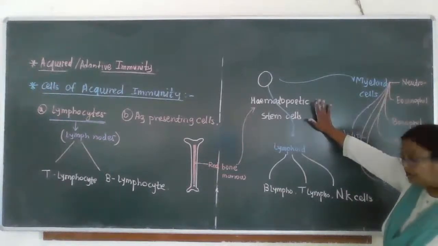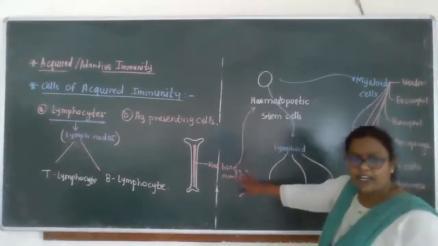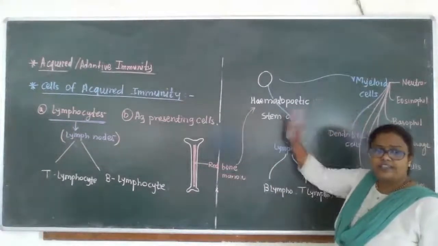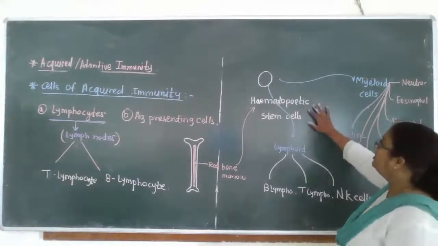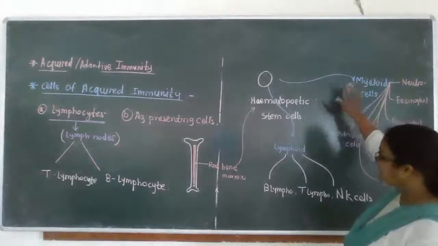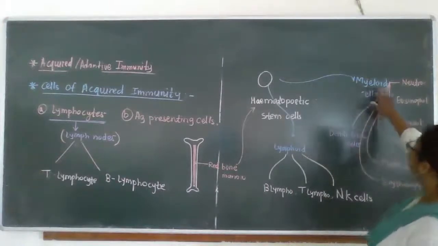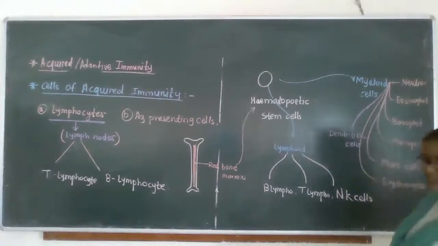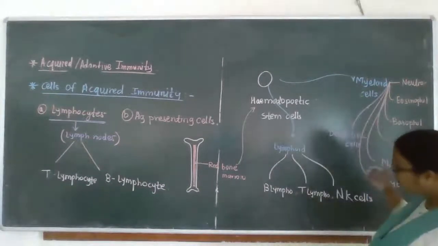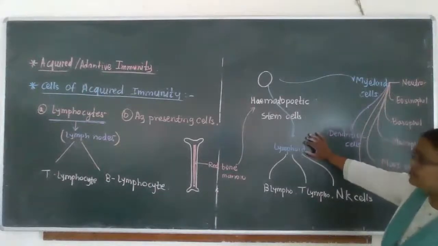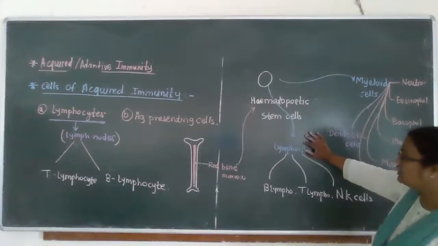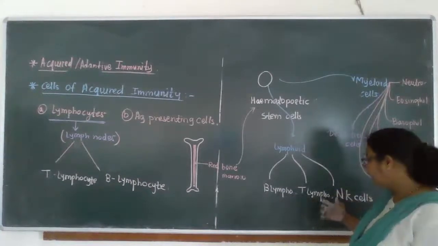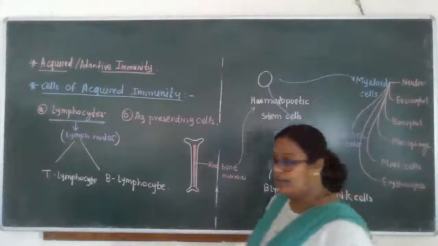Hematopoietic stem cells, which are present in the red bone marrow, have the ability to differentiate. During blood formation, it is majorly divided into myeloid cells and lymphoid cells. The myeloid cells are responsible for the formation of WBCs as well as RBCs. Along with that, the mast cells and dendritic cells are also formed. Then the next one is the lymphoid cells. The lymphoid cells especially form B lymphocytes, T lymphocytes, and NK cells, natural killer cells.